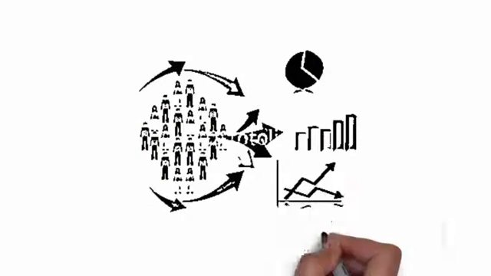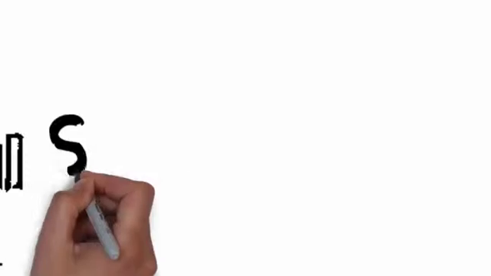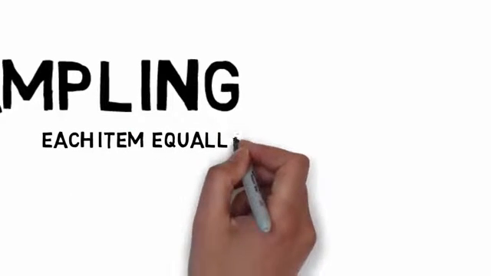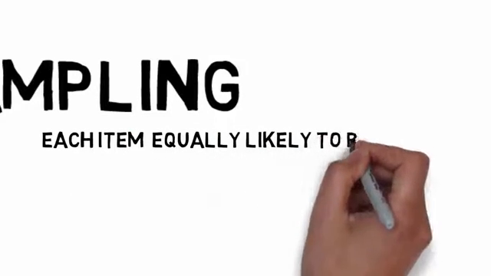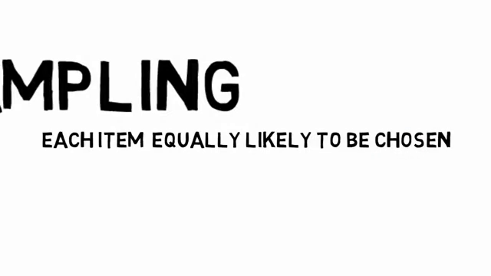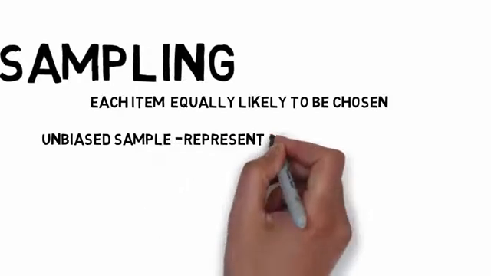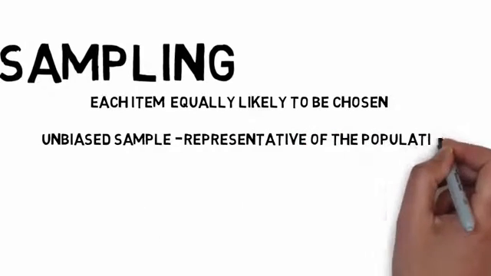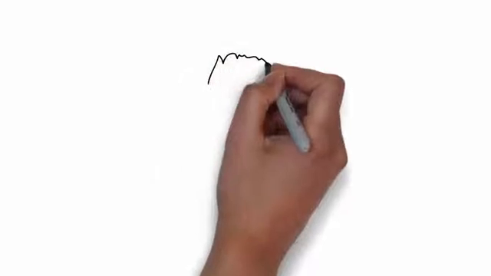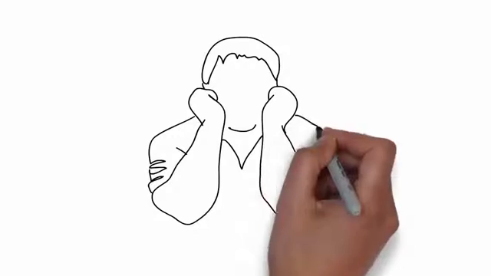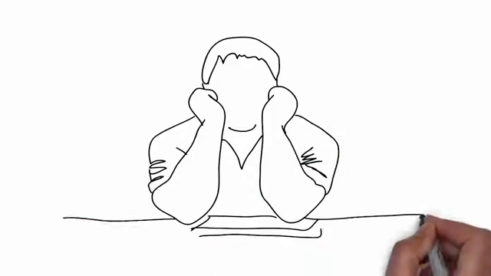Ideally, what we want to do is take a survey or a sample of the whole population. Quite difficult to do when the population is quite large. So what we do is take a sample, and each item should be equally likely to be chosen in the sample. In an unbiased sample, it's usually representative of the population. So we have to remember that there's always going to be a sampling error due to us looking at part of the population rather than the whole population.